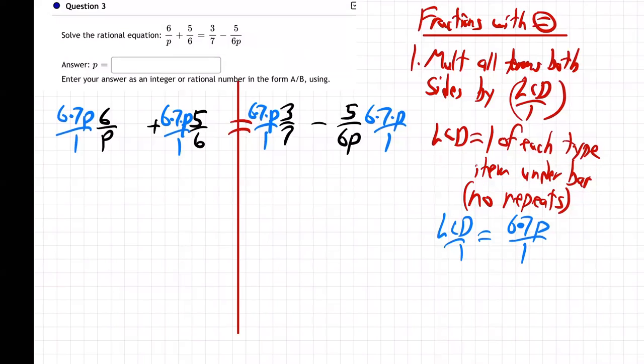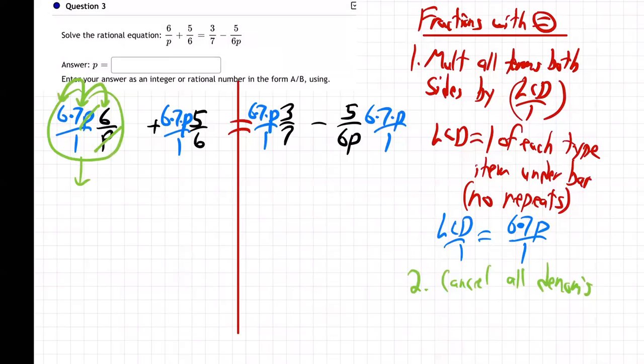Okay, and now what do we do from here? We're going to cross cancel, right? Step 2. Cancel all denominators. That's what we want to do. We want to get rid of denominators. P cancels P. So what is left there? Well, 6 times 7 times 6. That makes sense. All three of those are going to multiply. Just use your calculator. I'm going to grab mine right now.